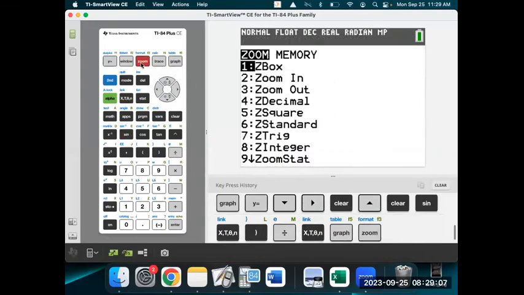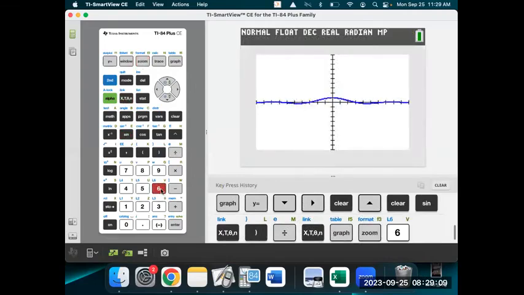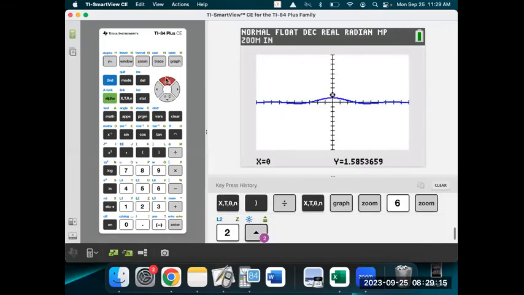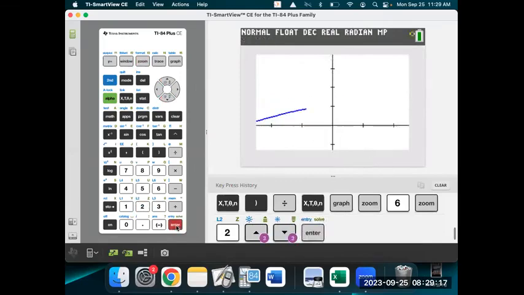Ooh, definitely need to zoom out. Okay. Now, if you wanted to zoom a little bit in, you can. There we go. Okay. So I'm curious to see what functions you guys chose.